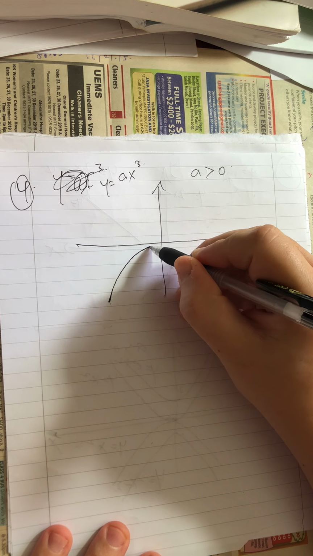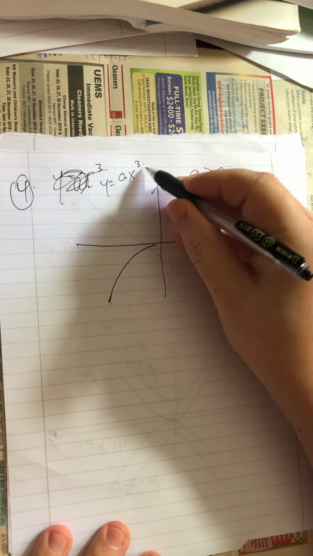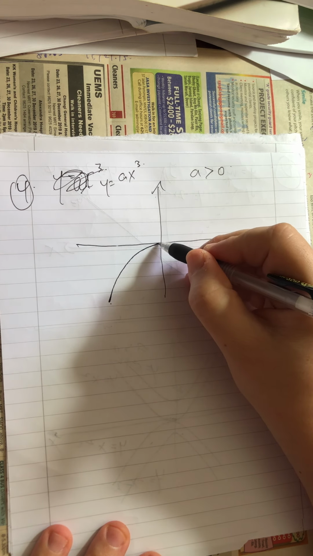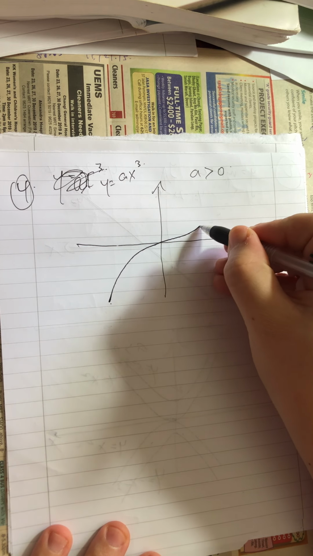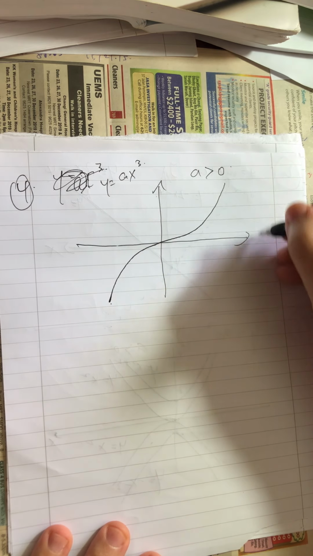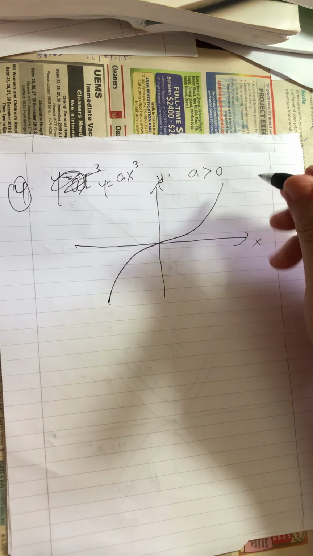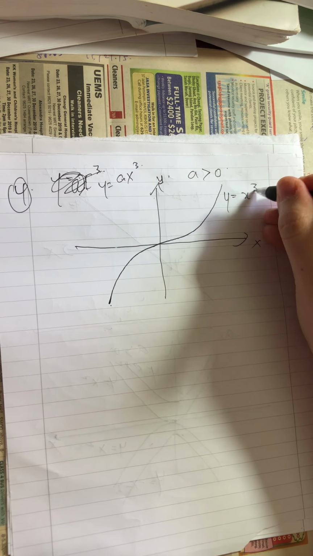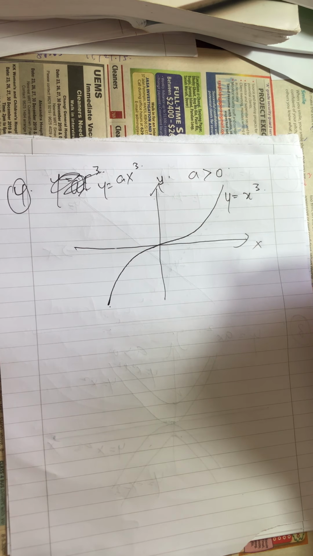And because the intercept is 0, there's no intercept, plus 0. So you will pass through the origin and then you will turn this way again. So this is the general shape of a curve of this form. Let's say y equals x cubed. It looks like that.